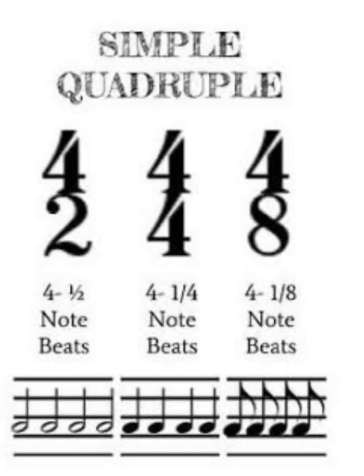That is, musical notes must appear 4 times in a bar. Under the simple quadruple time signature, we have 4-2, 4-4, 4-8, 4-16, and 4-32.